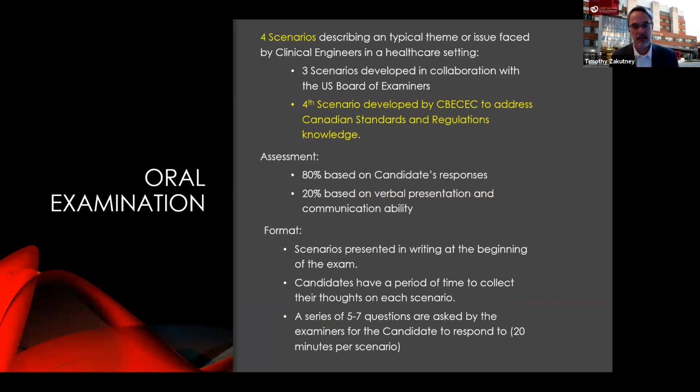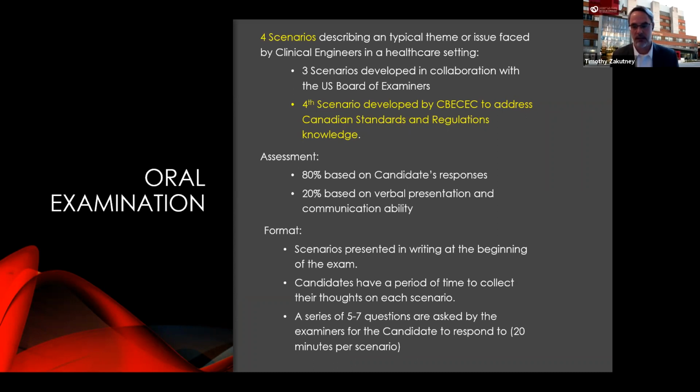It comprises 4 scenarios. Just to let you know, in the US, you actually only deal with 3 scenarios, but there's a reason why the Canadian board adds a 4th, and that's to compensate for specific Canadian standards and regulations that we can't necessarily evaluate within the written examination. 80% of the assessment is based on the candidate's responses, and 20% is based on verbal presentation and communication ability.